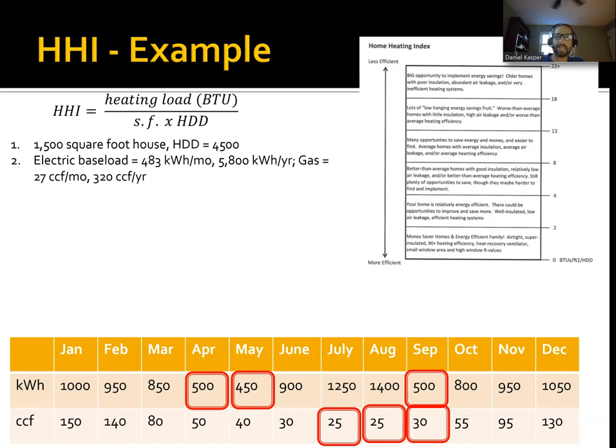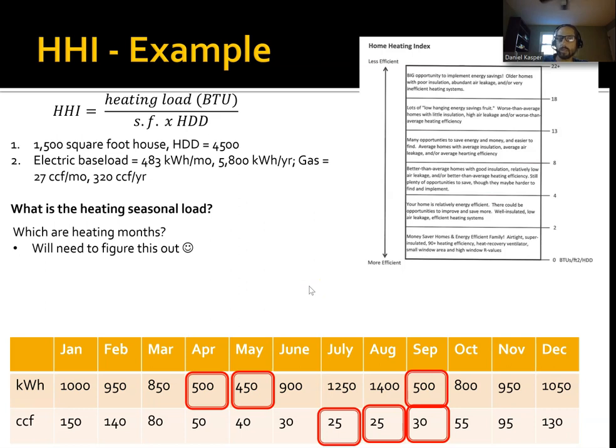So how do we get our heating seasonal load? What you need to think of is, okay, what are we using for heating in this house? And what I want you to think through is, which months are we heating the building? I'm going to let you figure that out, because that's part of your lab, and I want you to think through it. But what I'm going to do is give you an example. I'm going to take 1 month and calculate the heating load for that month.